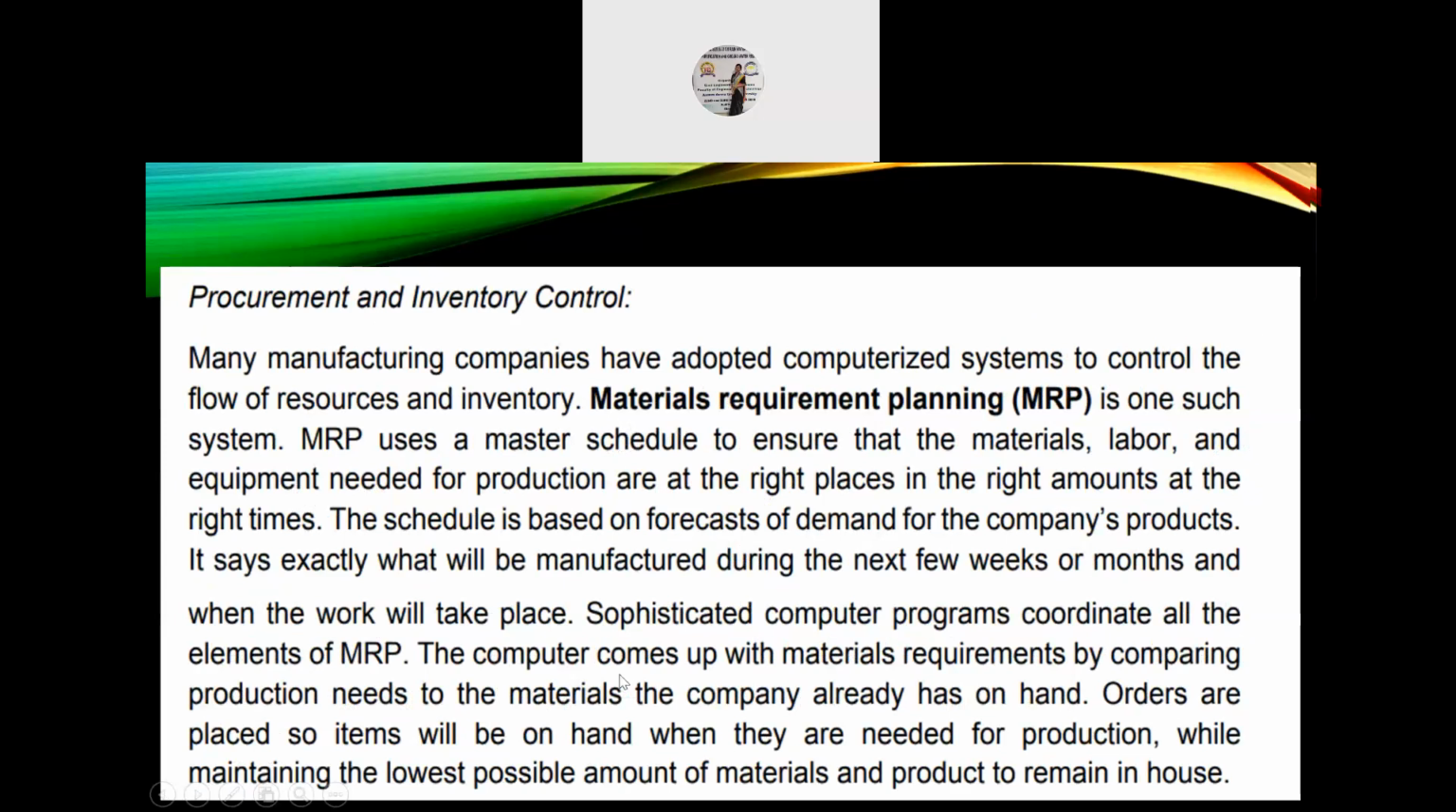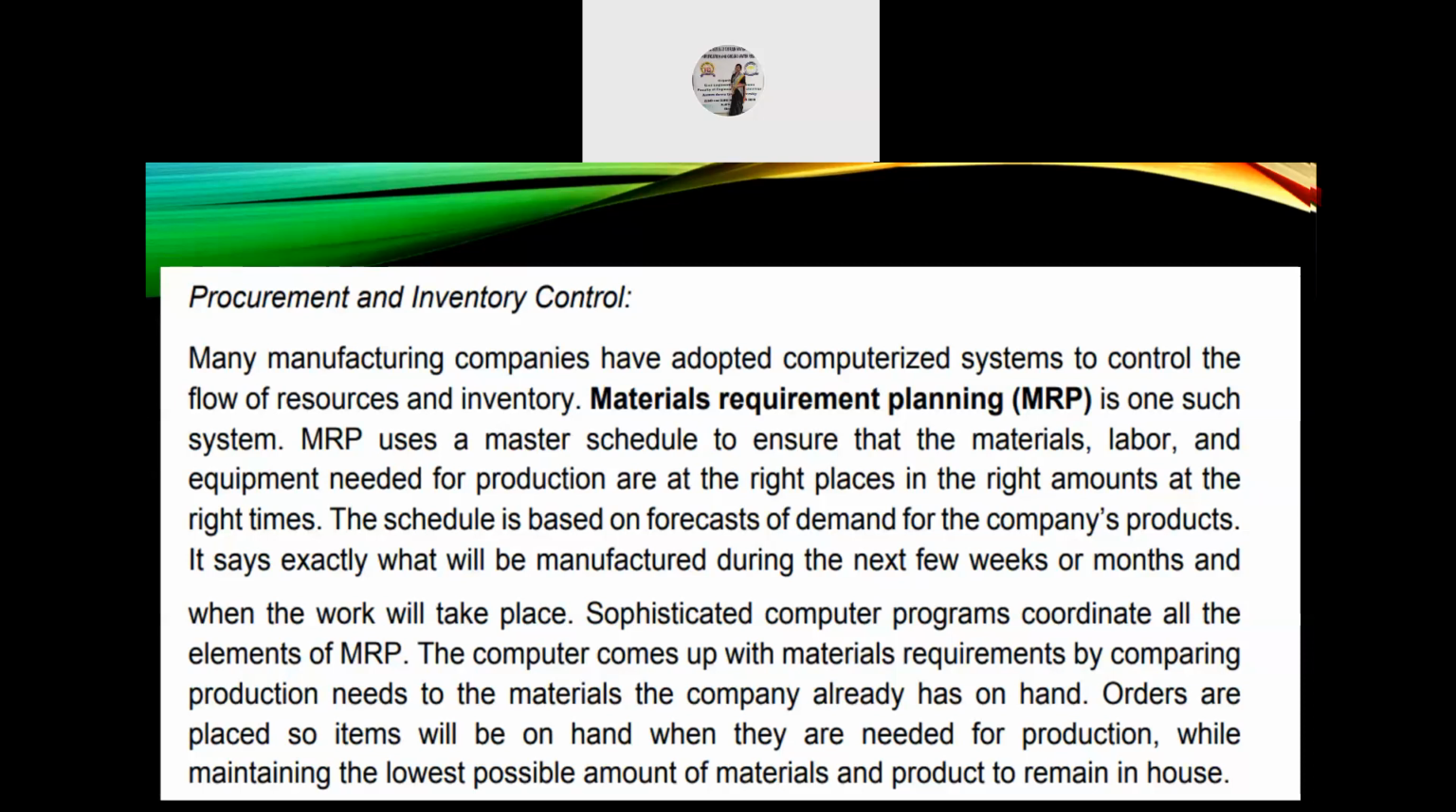Next, procurement and inventory control. So many manufacturing companies have adopted computerized systems to control the flow of resources and inventory. Materials requirement planning, which is basically known as MRP, is one such system. MRP uses a master schedule to ensure that the materials, labor, and equipment needed for production are at the right places, in the right amounts, and at the right times.